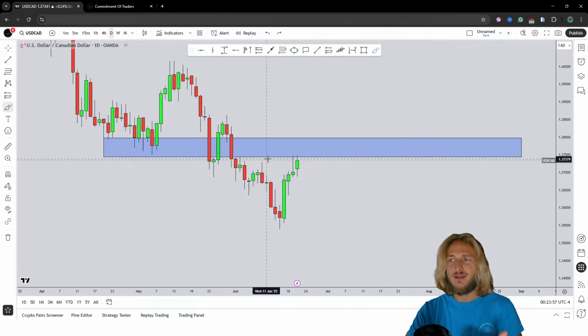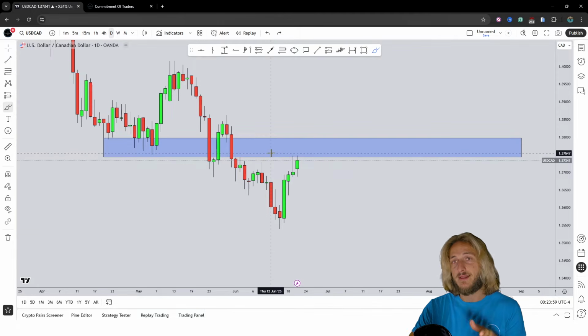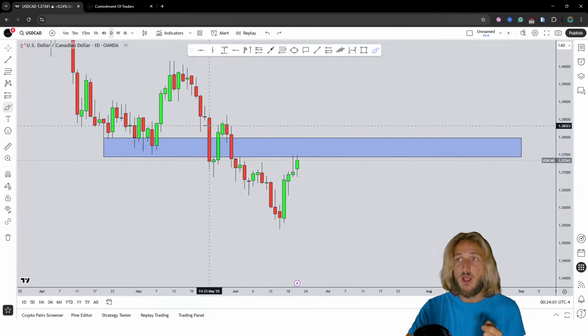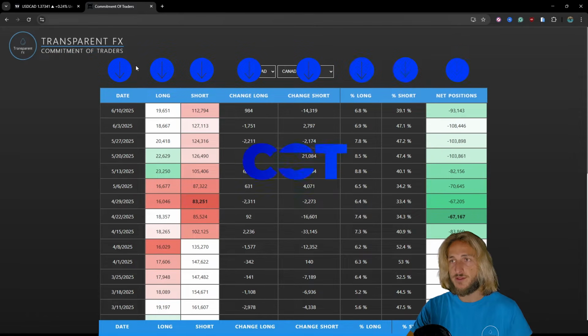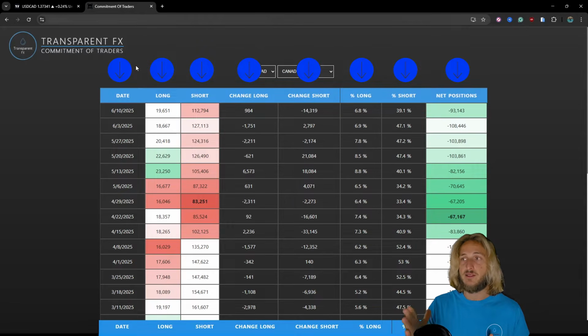But at the moment, what do we have? Well, before we dig deeper into what we have here from a technical perspective on the daily, first, let's go and see what we have when it comes to the commitment of traders, to what the big players in the market are doing, and let's look at the data precisely for the CAD.